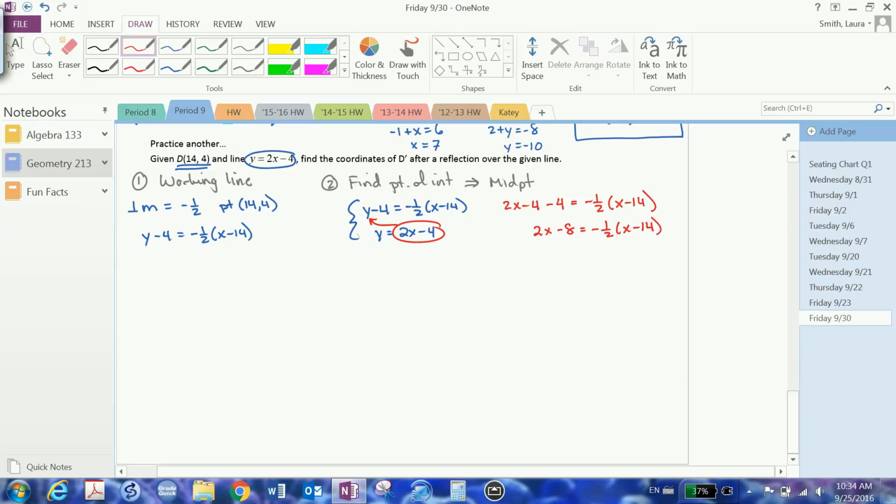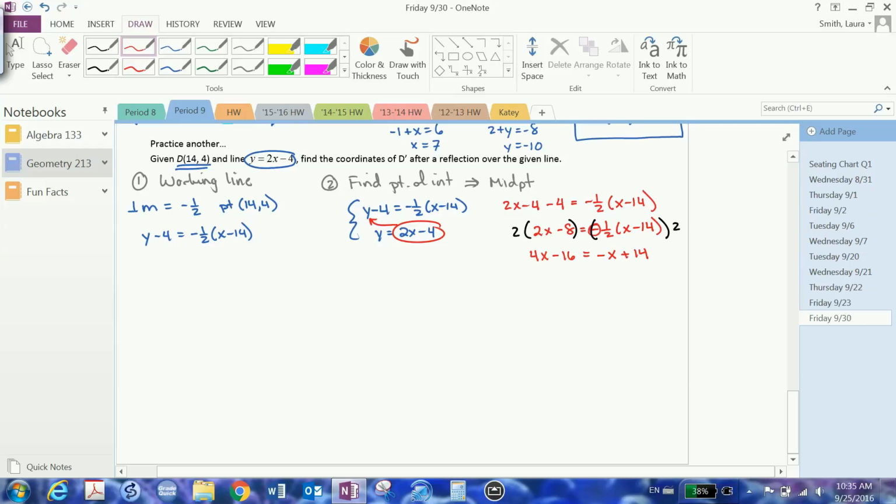Instead of distributing the negative 1/2 right here, to keep the fractions out of the mix, I'm going to multiply both sides by 2. Now watch my signs, because I didn't get rid of this negative. So I still have a negative left over that I have to distribute to the x and the negative 14.